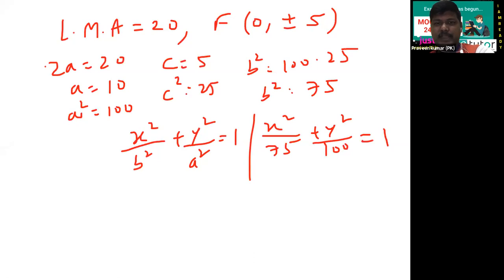0, plus or minus 5 represents it is on y-axis. Whenever it is on y-axis given, you can write the formula: x square by B square plus Y square by A square is equal to 1. Understand? Good. Correct answer, Rakesh.